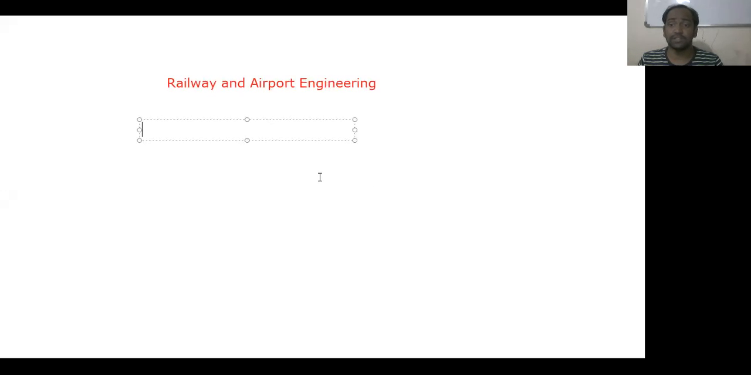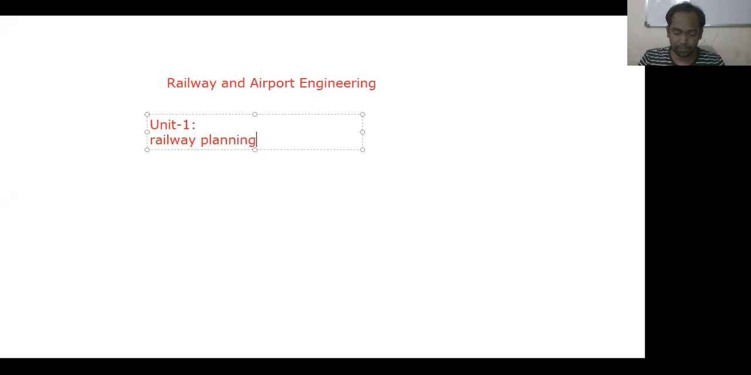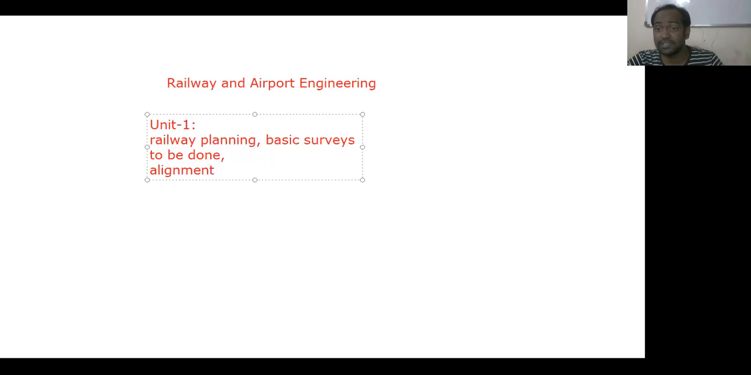In the Railway and Transportation Engineering subject, we have 5 units. Unit 1 covers the basics about railways, railway planning and railway alignment, what the surveys are that we have to conduct, railway planning, basic surveys to be done, and what railway alignment is. Understand? An alignment is nothing but the way, or the center line, of a railway track. If we need to make a railway plan between Secunderabad and Bangalore, we should have a particular path.